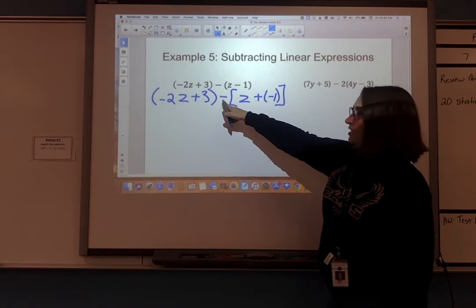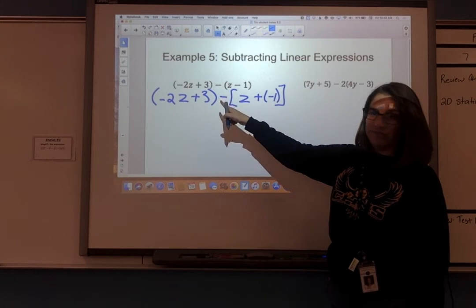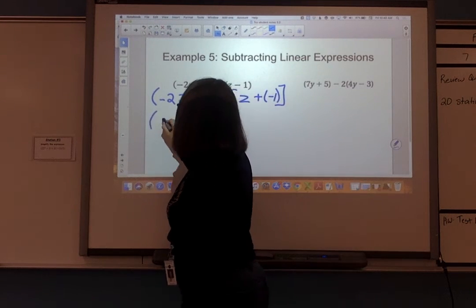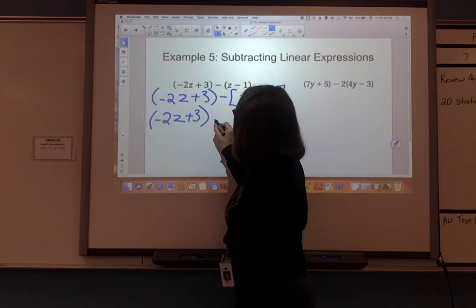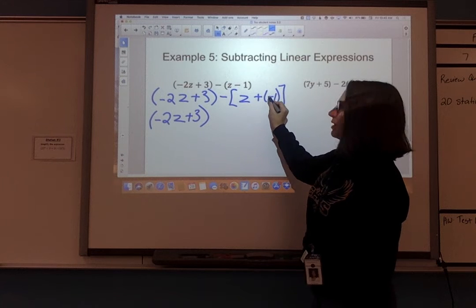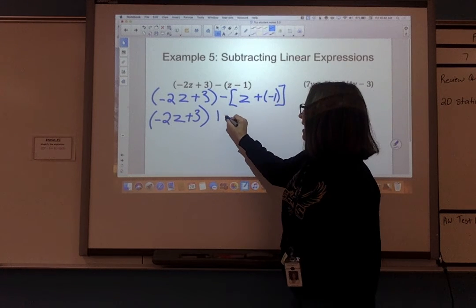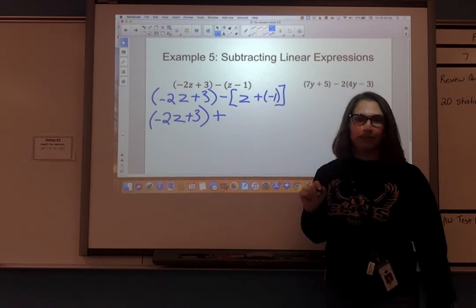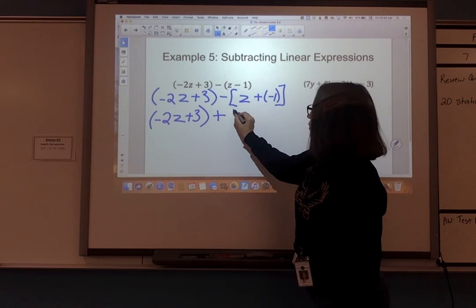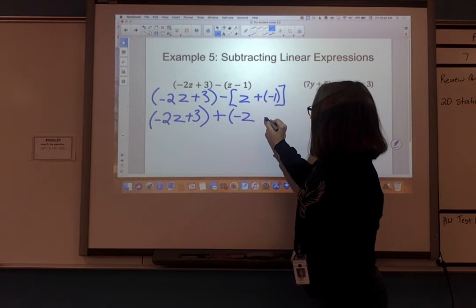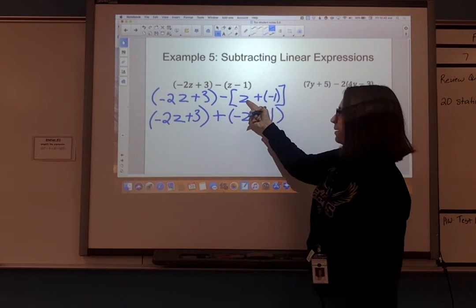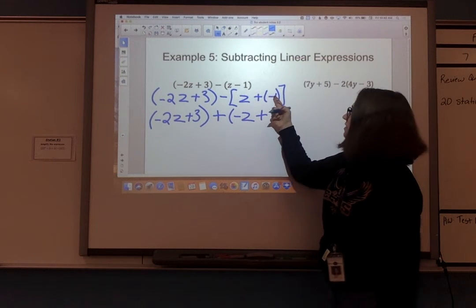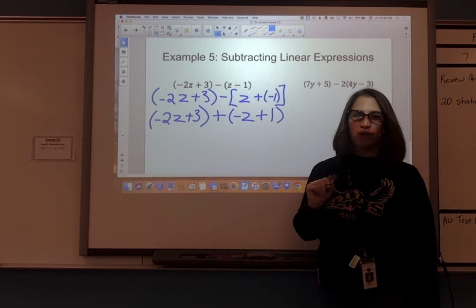Now I'm going to change this subtraction sign to addition by, go ahead and write this first expression, negative 2z plus 3. And instead of subtracting z plus negative 1, I'm going to add the opposite of z plus negative 1, which would be negative z plus positive 1. The opposite of z is negative z. The opposite of negative 1 is positive 1.